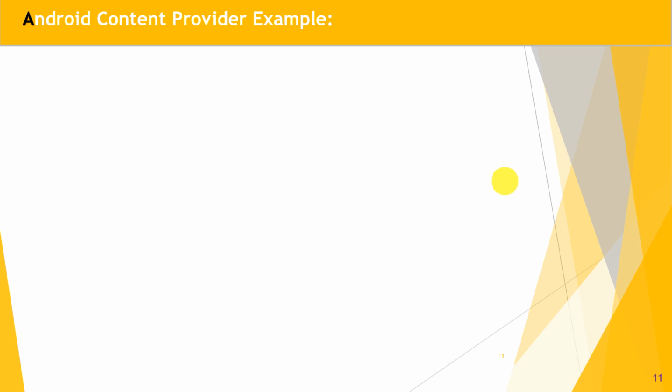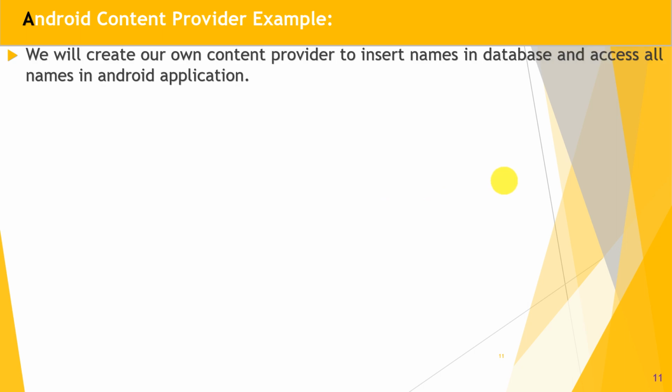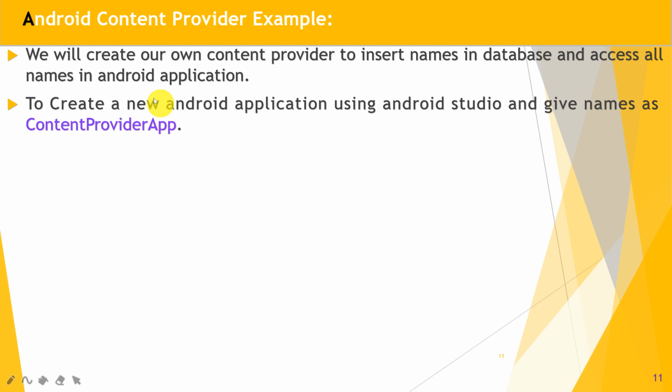So let's move to the next part: an example of an Android content provider. Here we will create our own content provider to insert names in the database, so we can insert certain names in our content provider and access all the names in the Android application. Great. So this is our example.